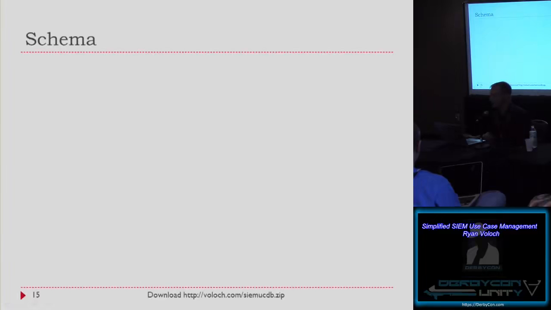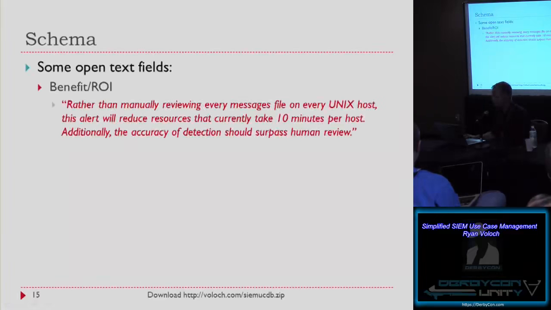Next, we're going to go through some open text fields. These are just some examples of what they may be, and they could be whatever you like. Benefit ROI, saying something like, okay, rather than manually reviewing every log file, we could save 10 minutes per host, and that's how we're winning back. That's how the return on investment is occurring, based versus manual log review.